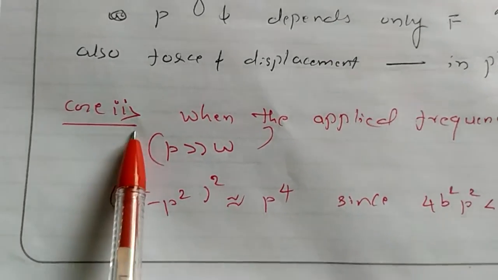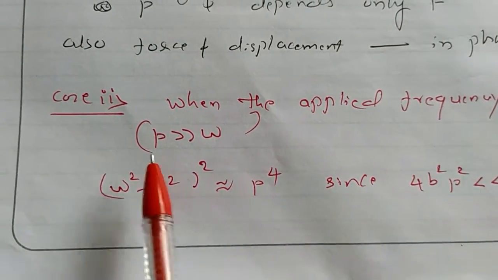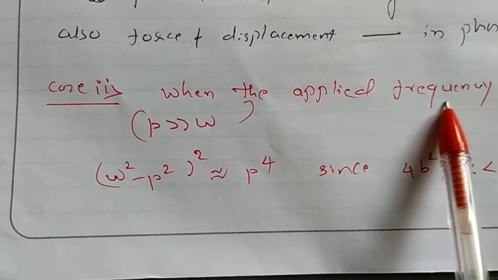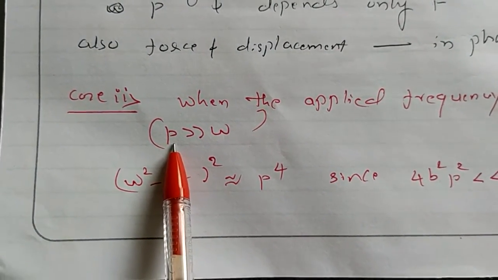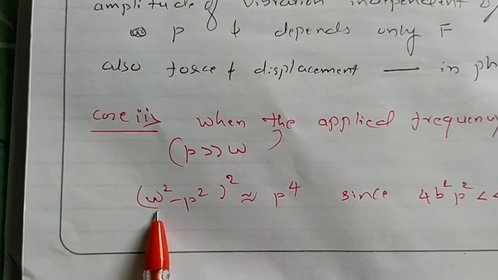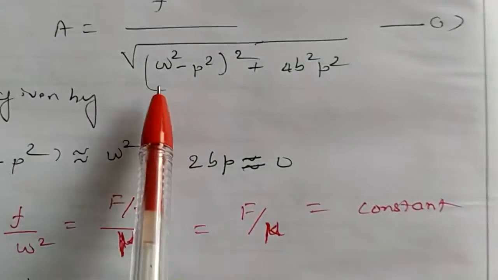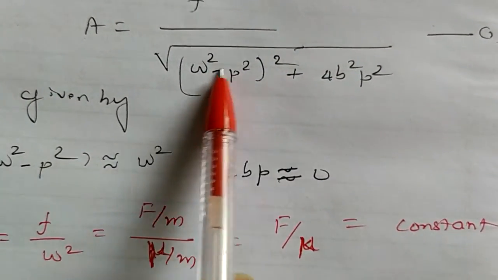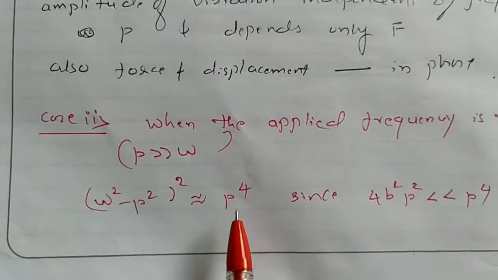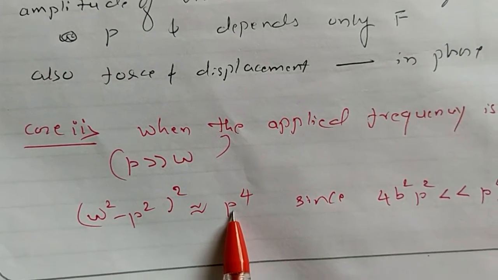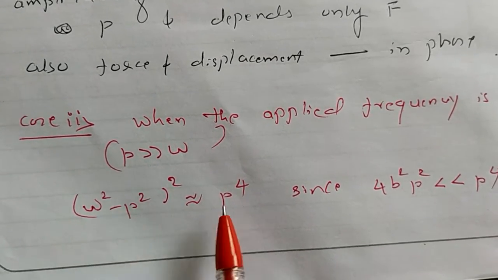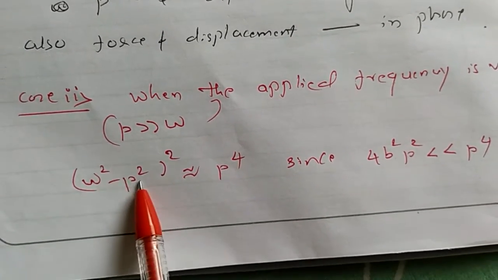The second case is when the applied frequency is very high, p is very much greater than omega. That is, the frequency of the applied periodic force p is very much greater than the natural frequency of vibration. In this case, omega square minus p square, the whole square, is almost equal to p to the power of 4, because p is very much greater, so omega can be neglected.